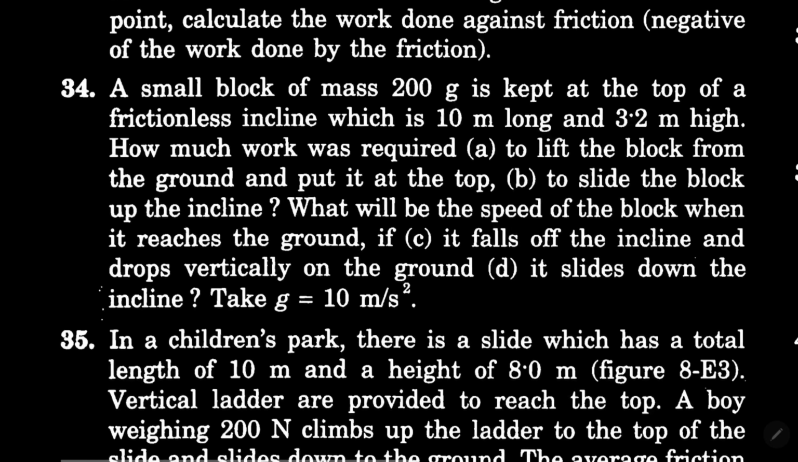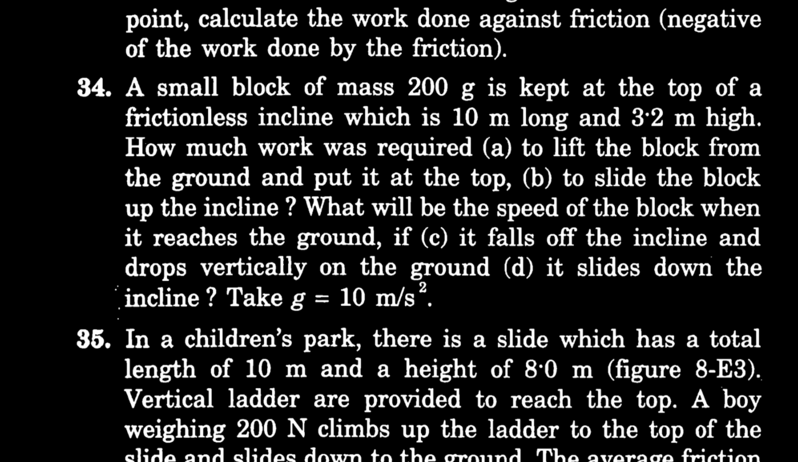In question 34, we have a small block of some mass. We need to find the work done to lift the block from ground and put it at top. B, work done to slide the block up the incline. Then work done if it falls off the incline and drops vertically on the ground, and work done if it slides down the incline. So this is 34th. We have different scenarios for this.